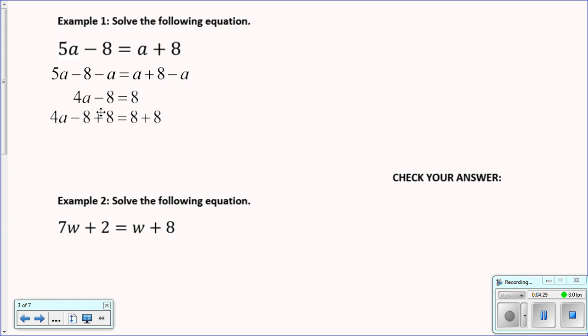Negative 8 plus 8 would give me 0, so I'm left with 4a, and 8 plus 8 gives me 16. Divide both sides by 4. I get a equals 4. Okay? Now, that is my solution, quote unquote. I'm not really sure yet because I haven't checked this to make sure. What's great about equations is that I can check to see if the answer I got is actually correct before making Miss Scully grade it.